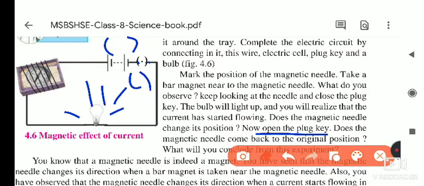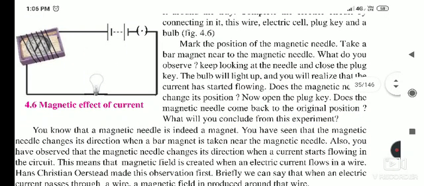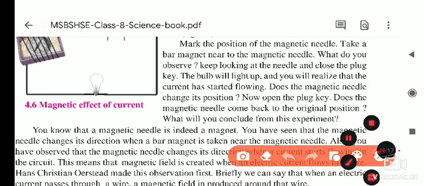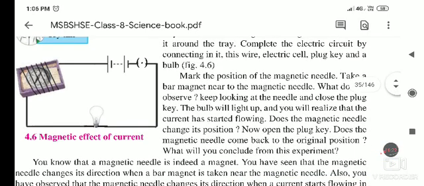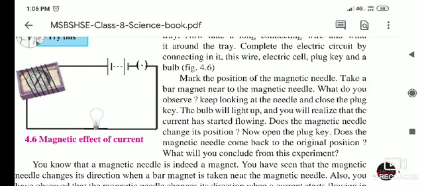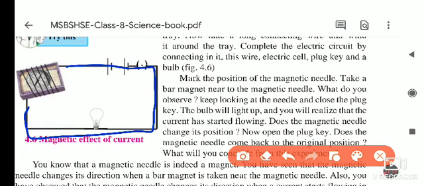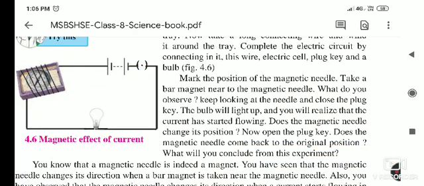Okay, then does the magnetic needle come back to its original position? Yes, it comes back. When the connection in the circuit is closed and the circuit is complete, the magnetic needle shows the deflection, it changes its position. But when we disconnect the circuit, the magnetic needle comes back to its original position.